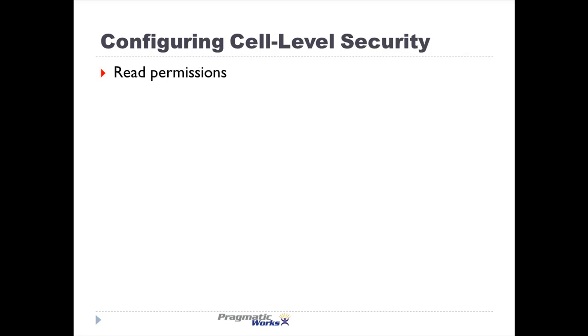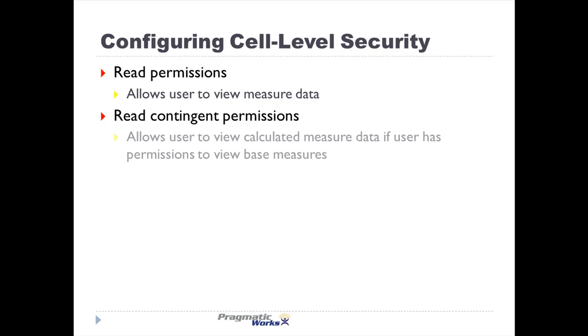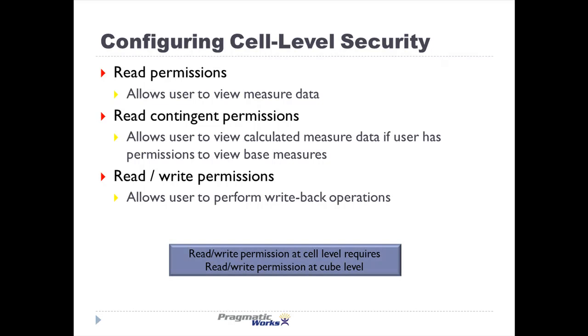And then when we talk about configuring cell level security, we basically are setting up read permissions to allow users to view certain measure data. We'll talk about setting up read contingent permissions, which is basically saying that users are only allowed to see calculated measures if they have permission to see the base measure. So if you have a calculation that takes two measures and adds them together, if they don't have permission to see both of those base measures, then they won't be allowed to see the calculated measure that uses both of those base measures. And we'll look at read and write permissions for that as well.